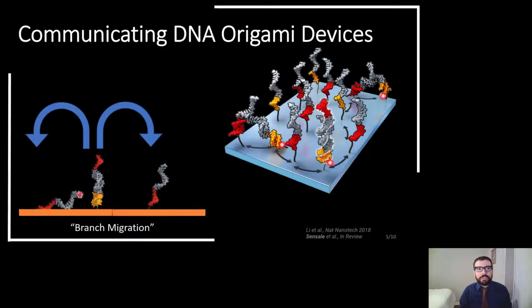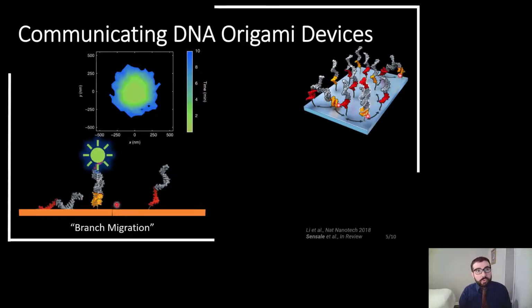Now, branch migration is not always successful, and the probability it will happen depends on the properties of the strand and of the toehold itself. But when it is successful, the signal can jump to a new strand, and this signal, this walker, can go back and forth between neighbors.